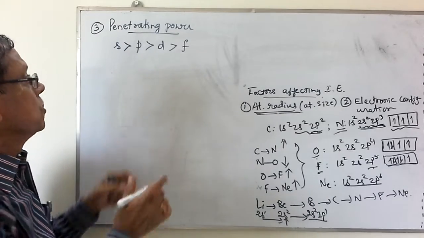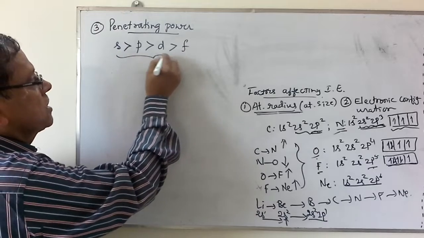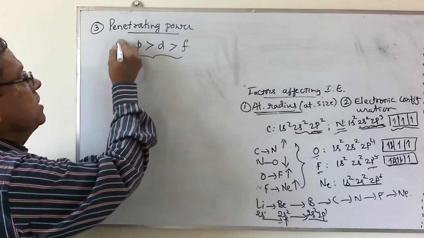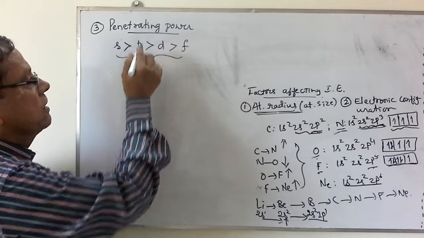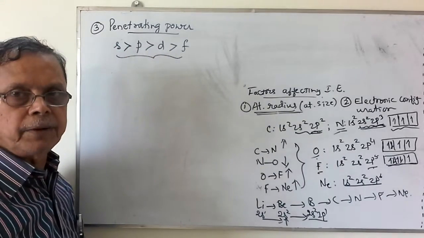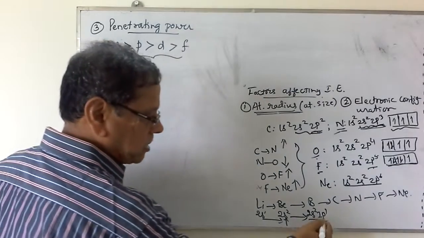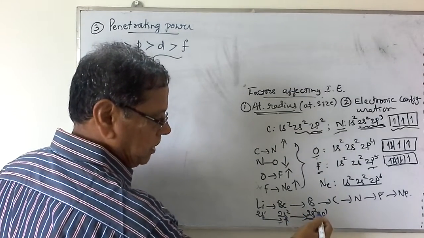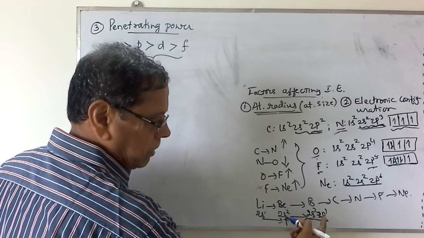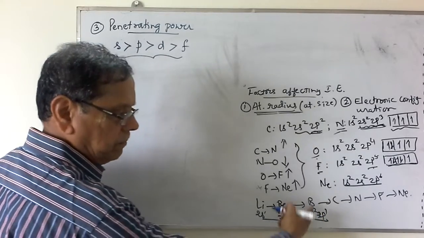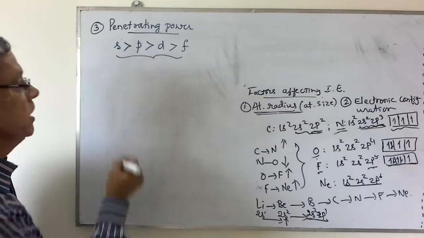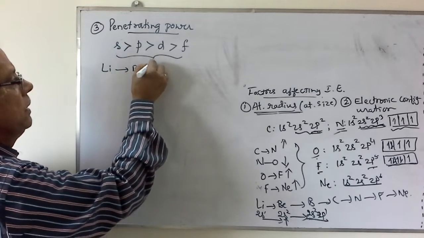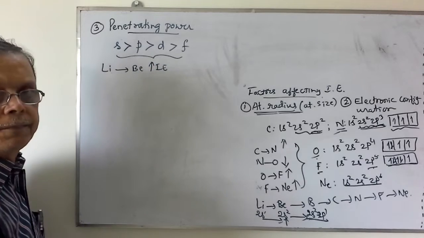If all these orbitals contain electrons in the same shell, then to remove the electron from s requires more energy than p, than d, than f. That means in the same shell, for the 2s2, 2p1 configuration of boron, less energy is required as compared to beryllium. That's why from lithium to beryllium, there is an increase in the ionization energy.